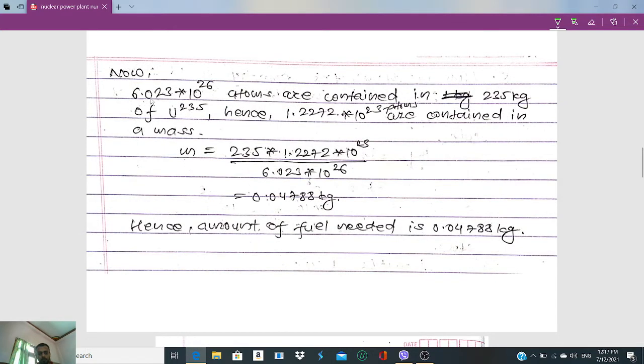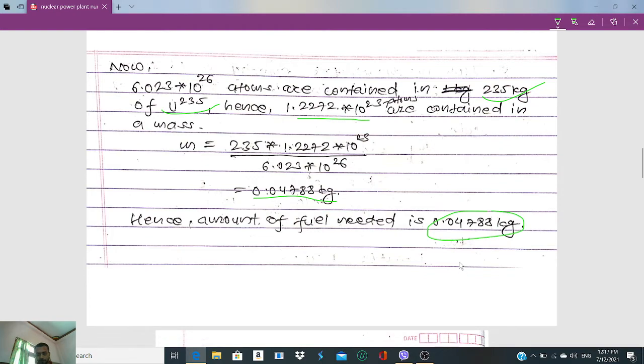Since we know 6.023 into 10 power 26 atoms are contained in 235 kg of uranium-235, hence 1.2272 into 10 power 23 atoms are contained in a mass m equal to 235 into 1.2272 into 10 power 23 upon 6.023 into 10 power 26 atoms. So on calculating, we will get 0.04788 kg. So the amount of fuel needed is 0.04788 kg.